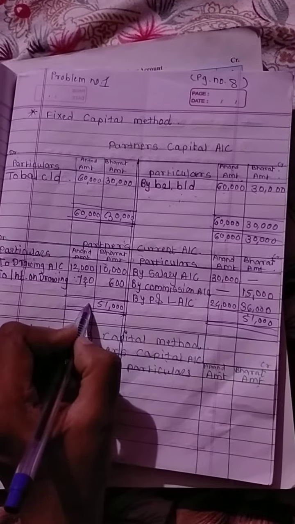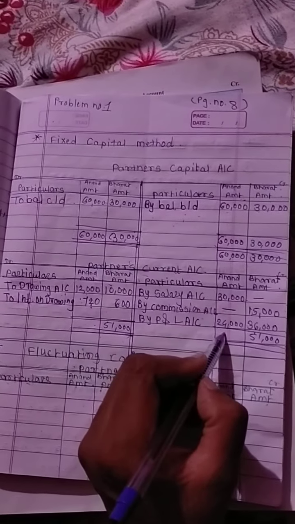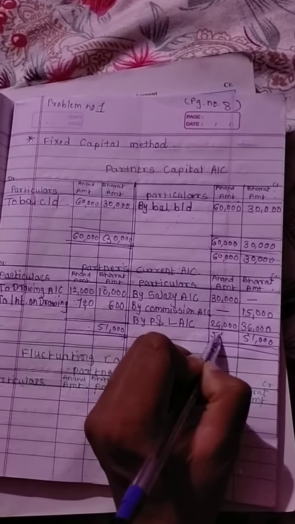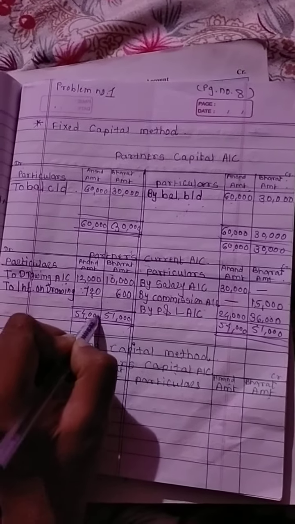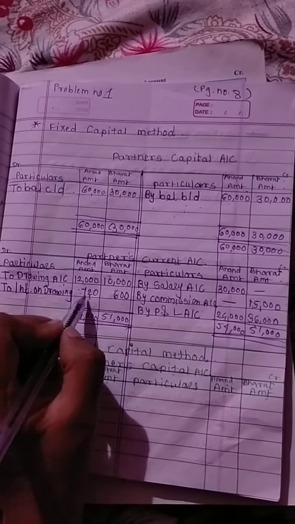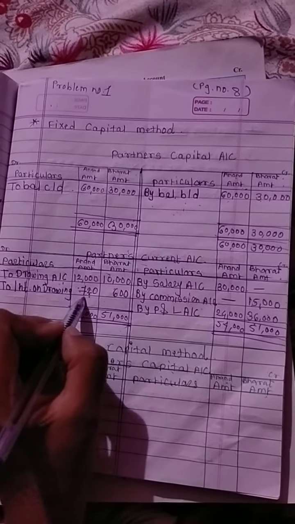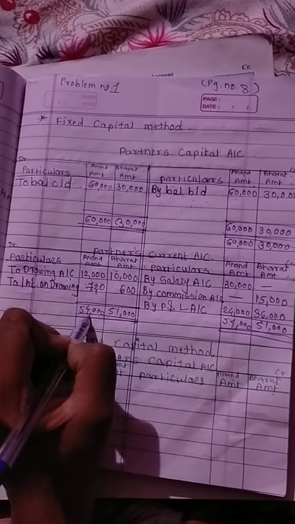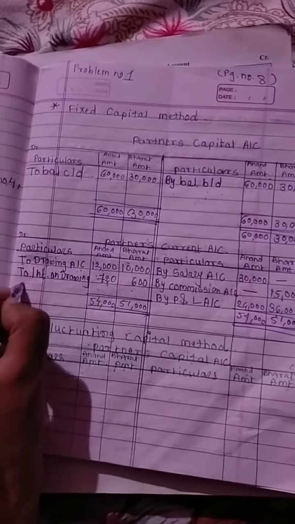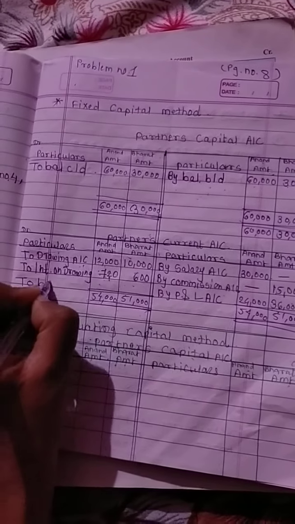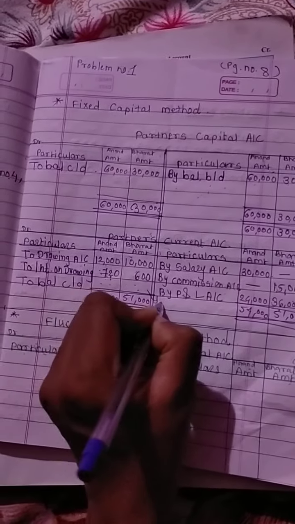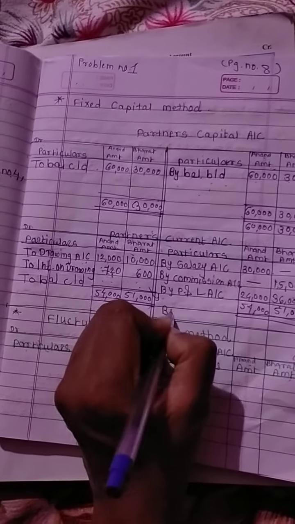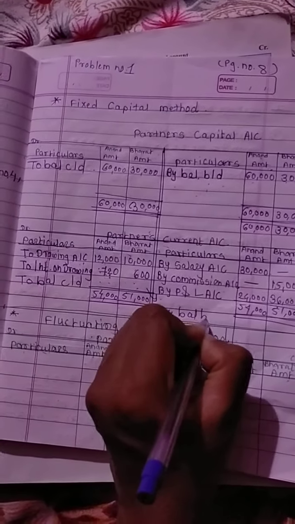Same thing here. 30,000 plus 24,000, 54,000. Here also 54,000. See what the total of this is, 12,720. This total minus this total and write here. And what are we writing here? To balance carried down, and this balance we write here by balance brought down. That amount will come here.